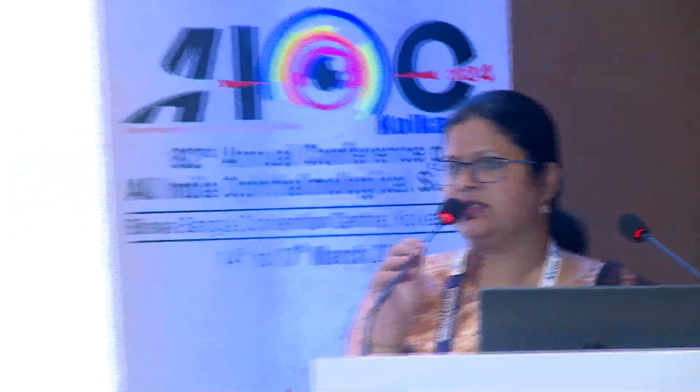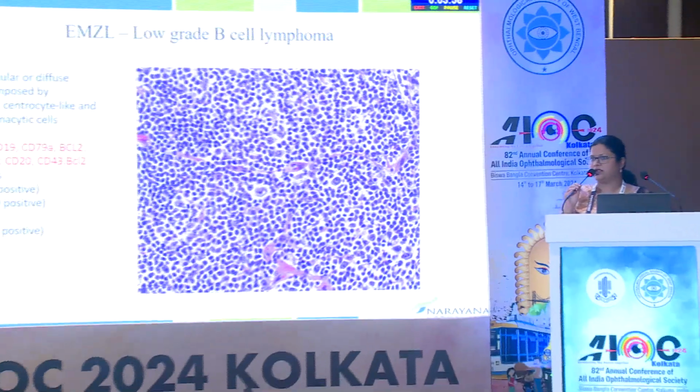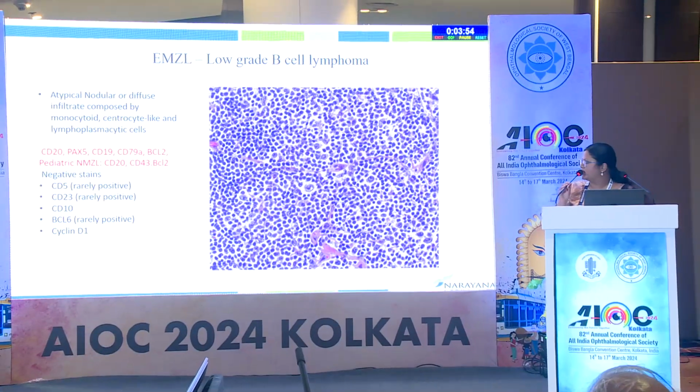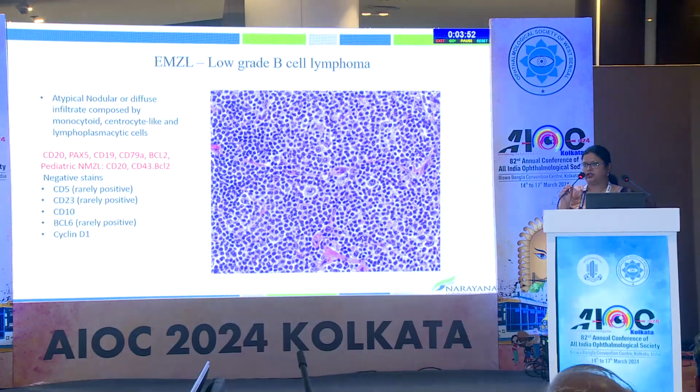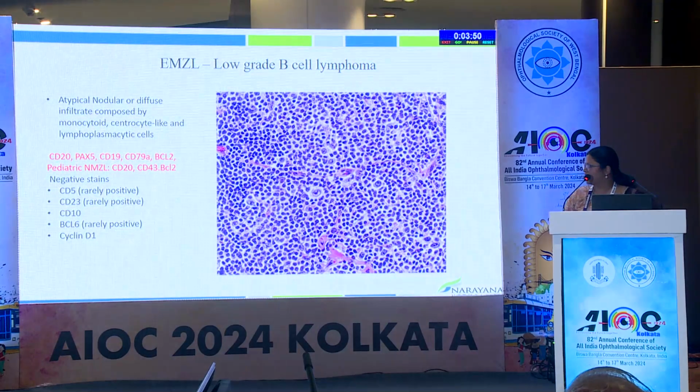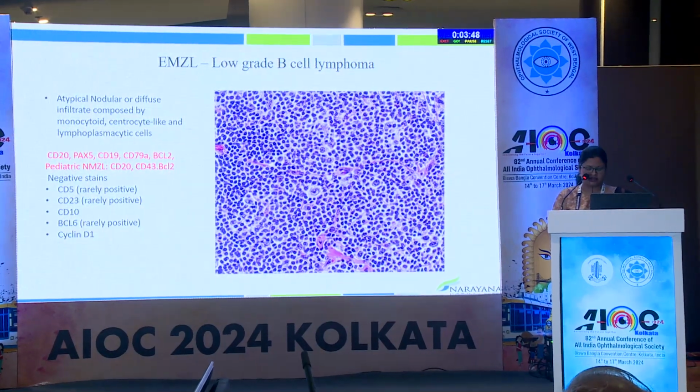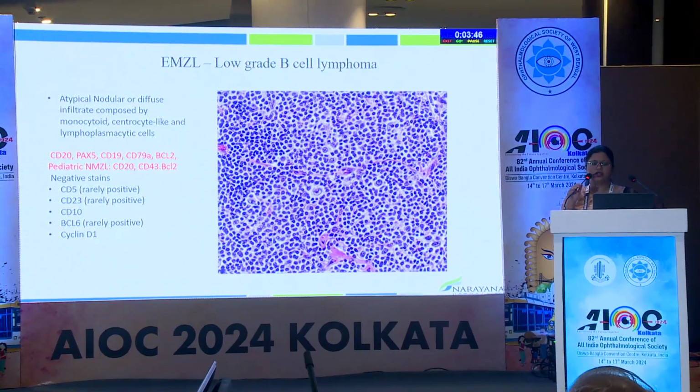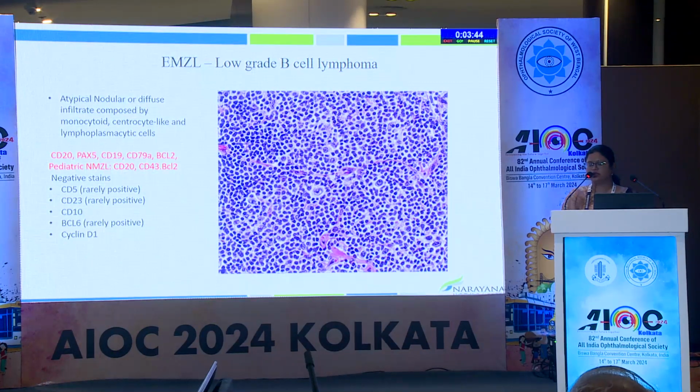What you can see is monotonous diffuse sheets of cells, and there are a few lymphoplasmacytic cells as well. The IHC was positive for the B cell markers, and BCL2 and CD43, which is commonly seen in pediatric EMZL. All other stains were negative, ruling out other histological types like follicular, DLBCL and others. So this is a low-grade extranodal marginal zone lymphoma.